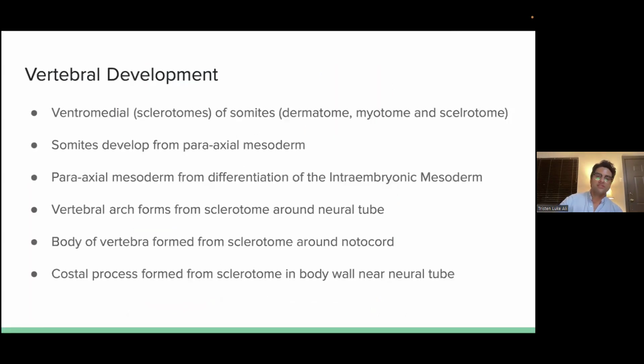The sclerotomes of somites develop from the paraxial mesoderm, as previously discussed, and this is formed from the differentiation of the intraembryonic mesoderm. The vertebral arch forms from sclerotome around the neural tube, and the body of the vertebra forms from sclerotome around the notochord. The costal process is also formed from sclerotome in the body wall near the neural tube.